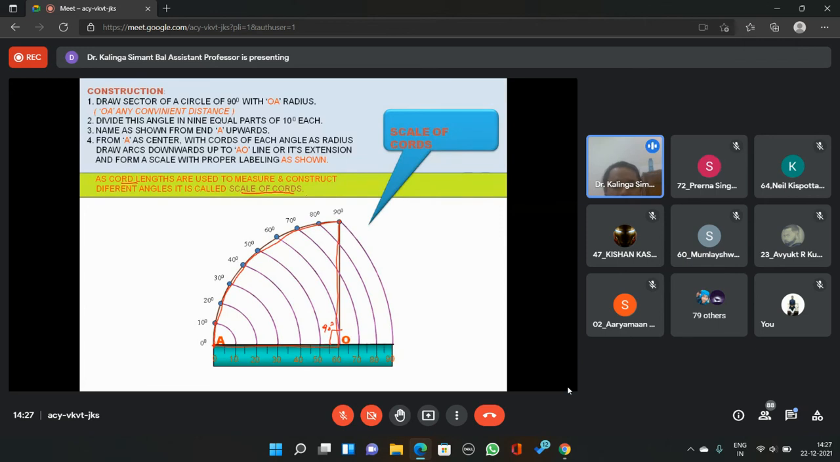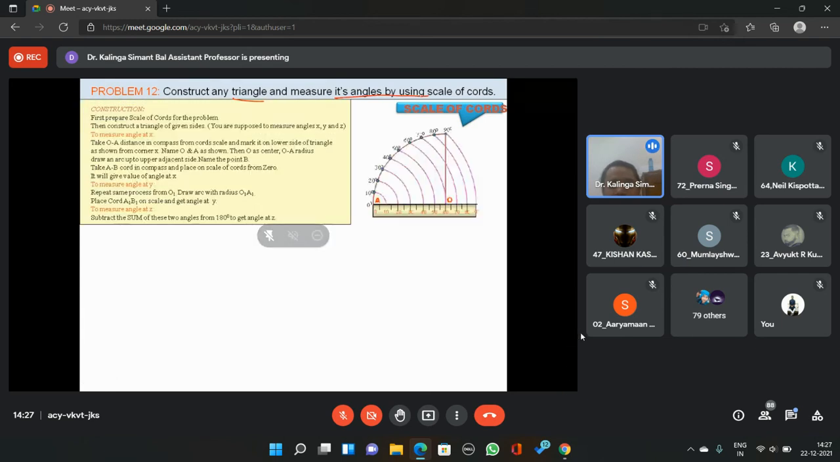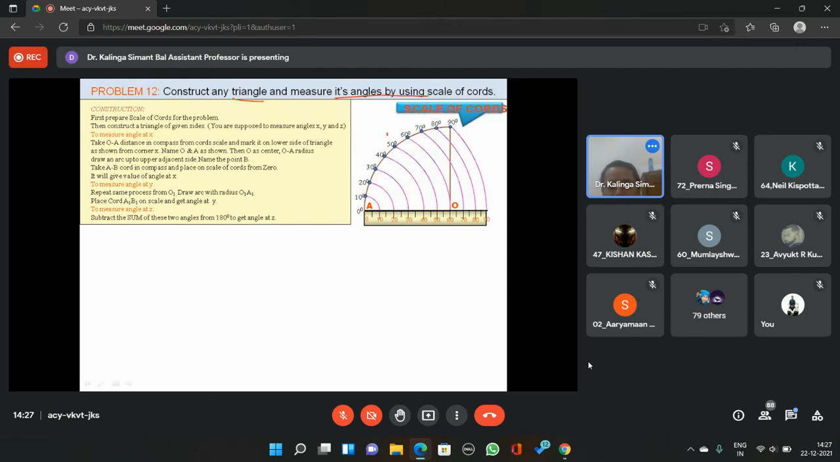Using this concept, we'll see one example. We have to construct a triangle and measure its angles using the scale of chords. How to do it? First, we draw this as our reference, because from this we have to measure the angles. Then we take any arbitrary line and construct a triangle.